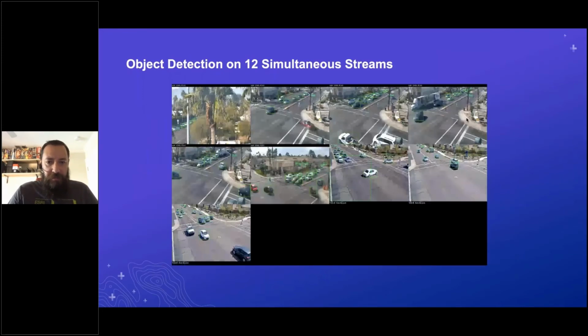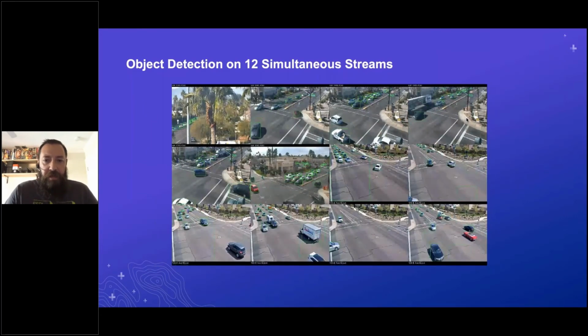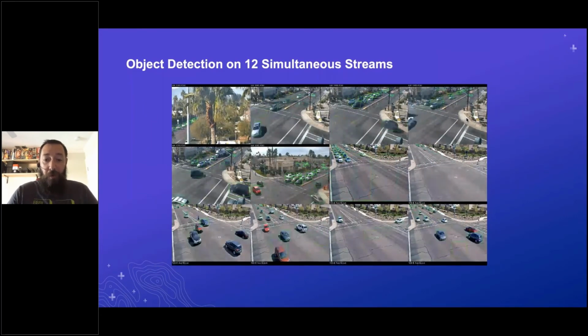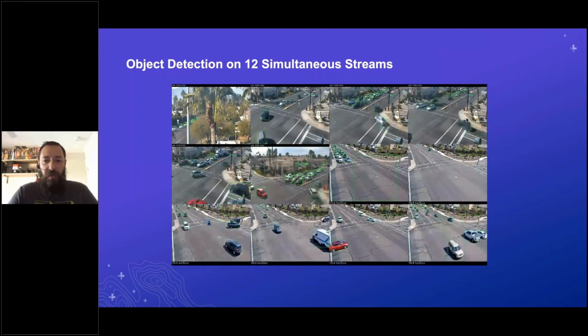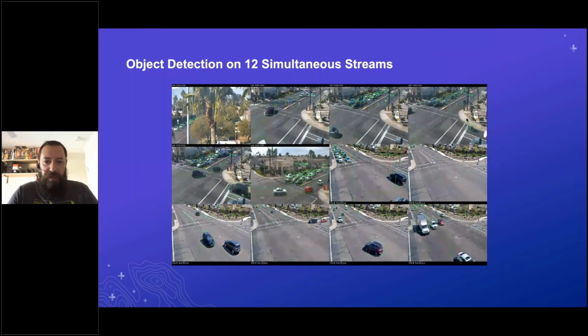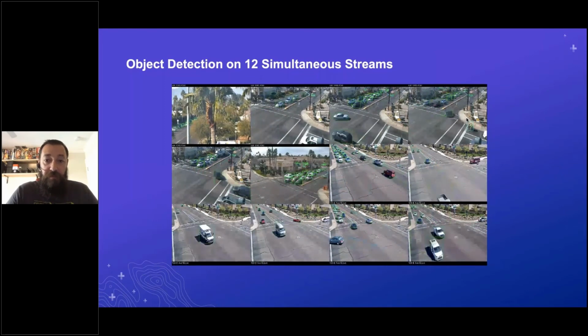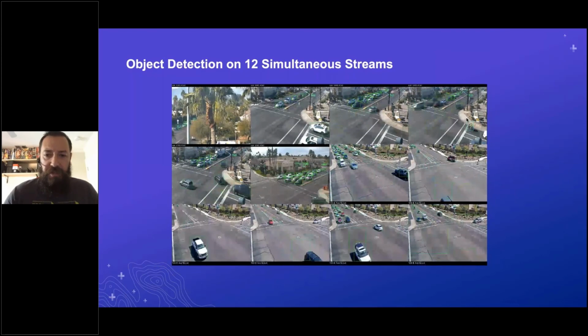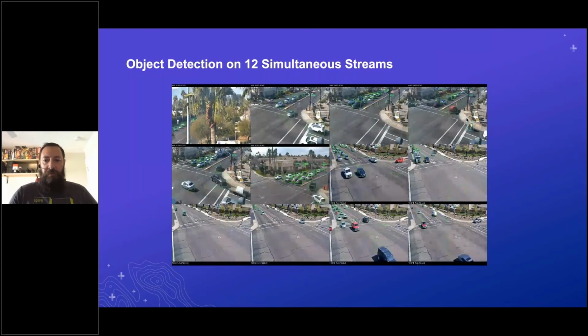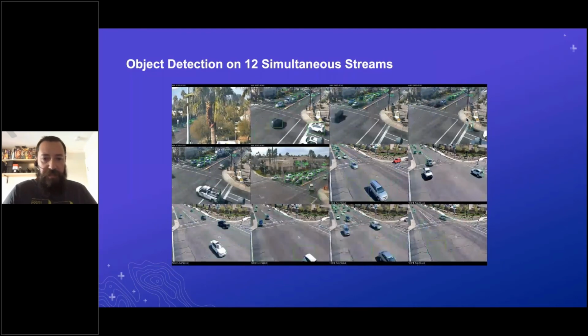So here's a quick example. This is actually a recorded video of us doing processing on 12 real-time video streams all at once. And this was done just with my local desktop, which can actually do quite a few more video streams than this as well. But this is just an example of being able to do this kind of detection on several video streams all at once and multiplexing them together.